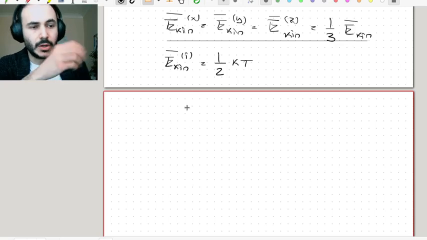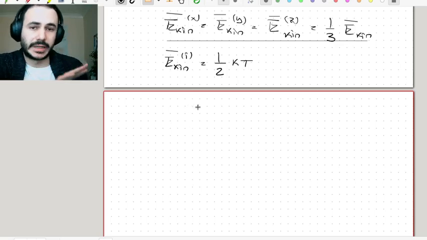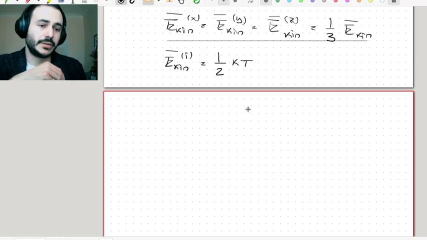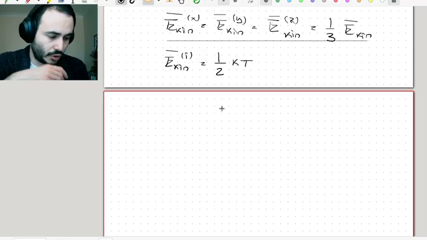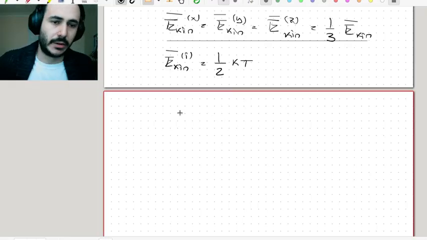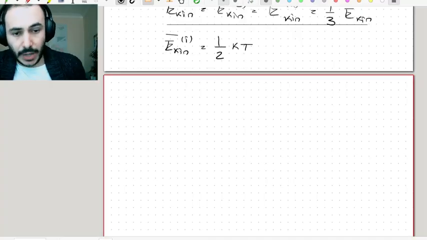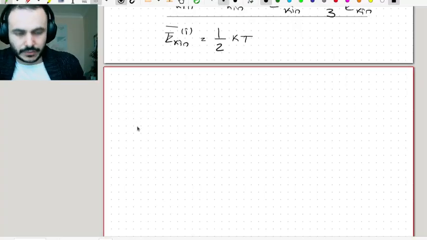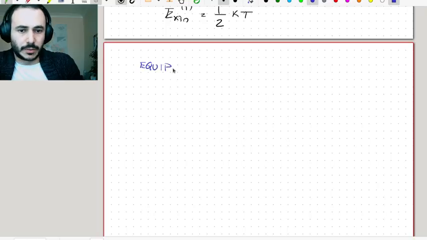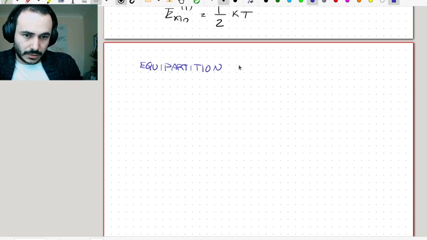Okay, so now that we know that in an ideal gas, every molecule carries an average kinetic energy of 3/2 of the Boltzmann constant times the temperature, so that each degree of freedom carries 1/2 of kT on average, we are going to explore the more general result, which is the equipartition theorem. So let me just write it here: equipartition theorem.